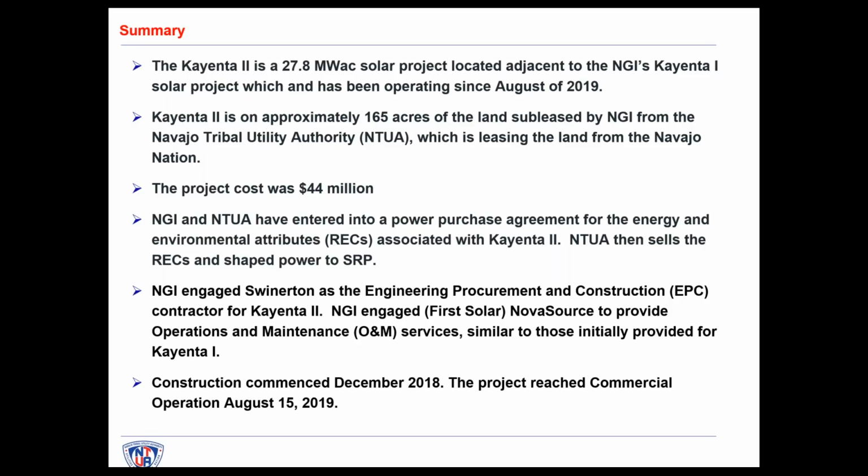For Kayenta 2, we engaged Swinerton Renewable Energy, out of San Diego, as the engineering, procurement, and construction contractor. We also engaged First Solar, now NovaSource, to provide O&M services, very similar to what we've done with Kayenta 1. Construction started in December of 2018 and reached complete commercial operation in 2019, roughly an 8 to 9 month construction time for Kayenta 2. Next slide, please.